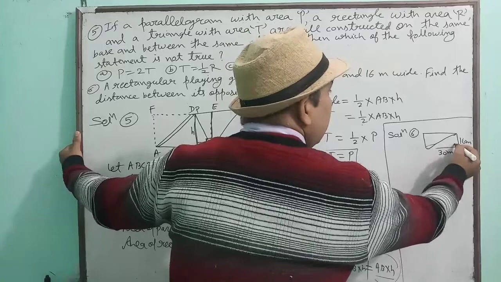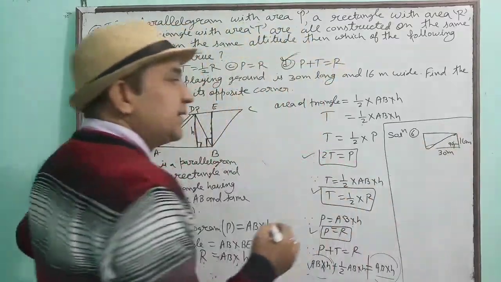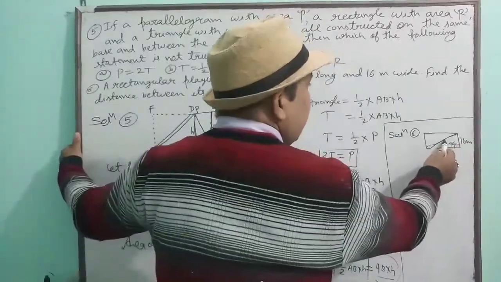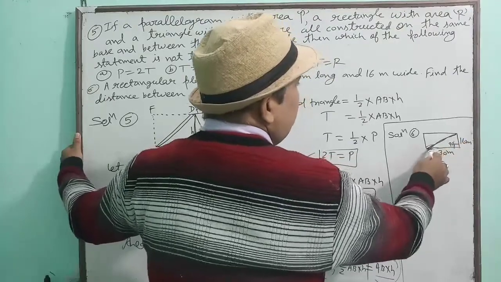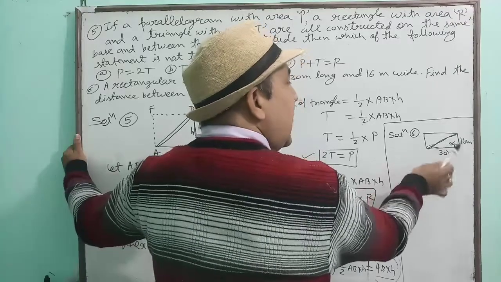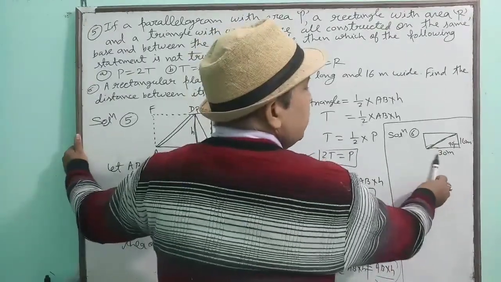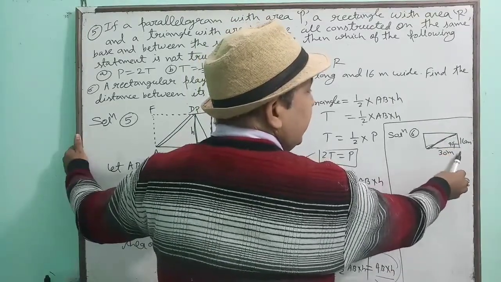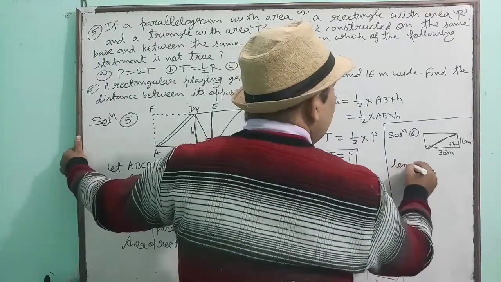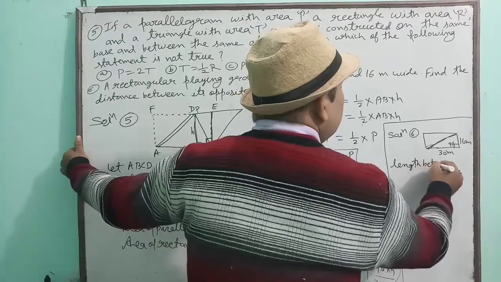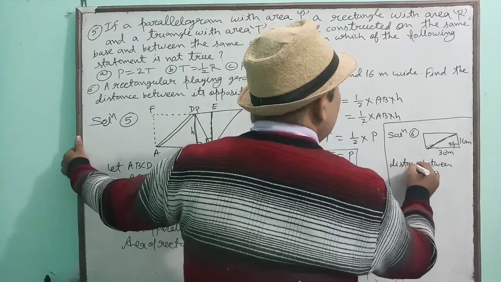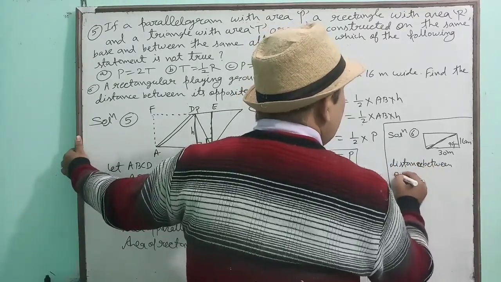Children, we know that every angle of a rectangle is always 90 degrees. So if we have to find the length between opposite corners, you can see that this triangle is looking like a right angled triangle. Actually it is a right angled triangle in which the base is 30 meter and the height is 16 meter. So we can find the hypotenuse. Write down: distance between opposite corners.